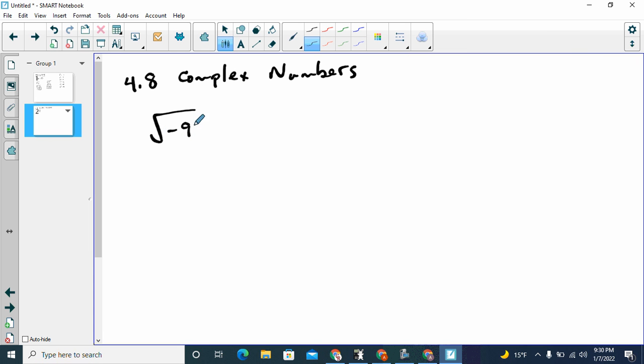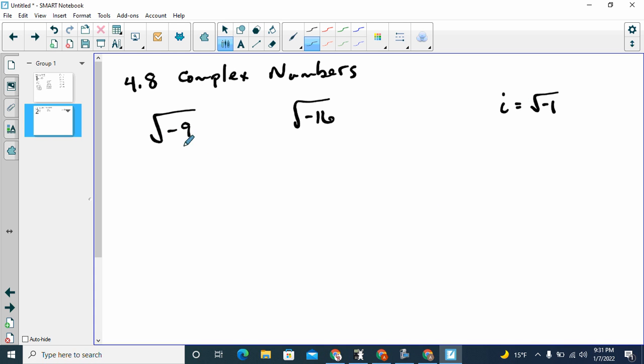The square root of negative 9, we say it's undefined, but the square root of negative 16 is also undefined, but these are different things. So we need some way to tell the difference between the two of these, even though neither one of them are defined on the real number set. So what we do is we define what we call the imaginary number i as the square root of negative 1. i is the square root of negative 1.